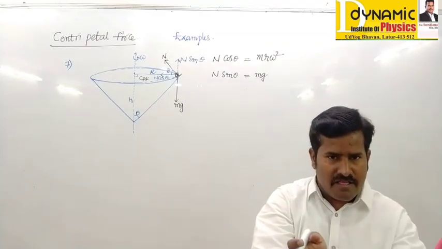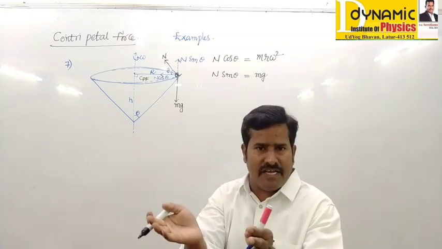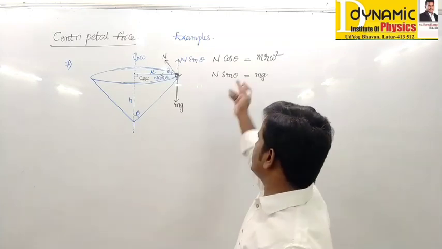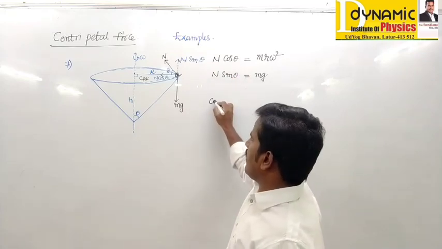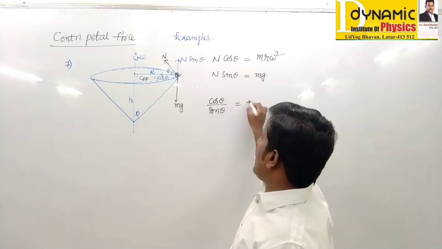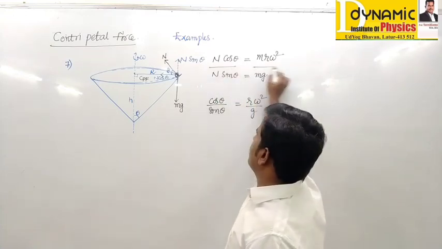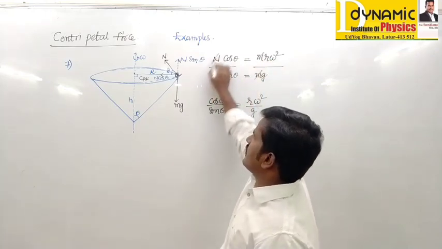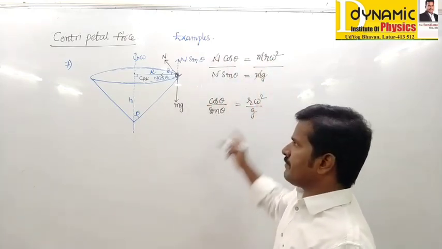Using mr omega square, we get omega. Using mv square by r, we get velocity v. Then taking the ratio of these two, this is cos theta upon sin theta, and its value is r omega square upon g. The N value is cancelled: cos theta by sin theta equals r omega square by g.